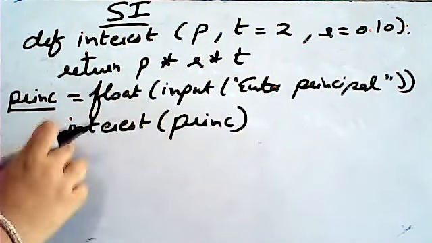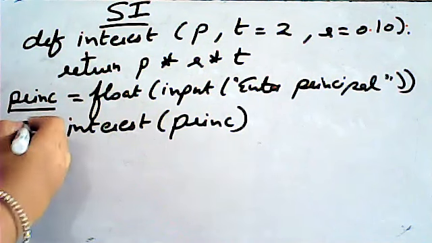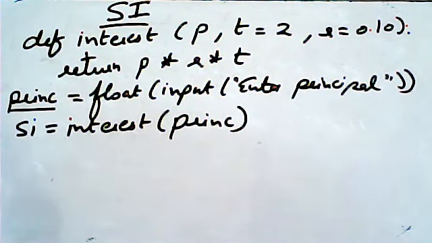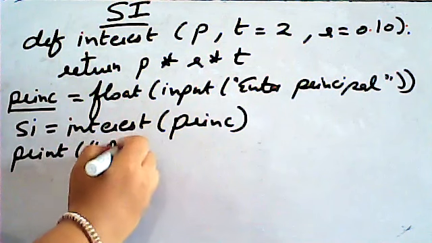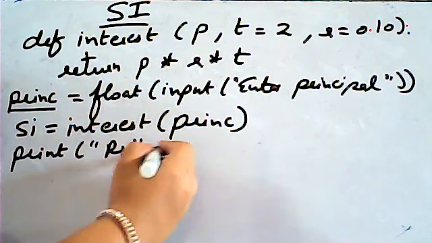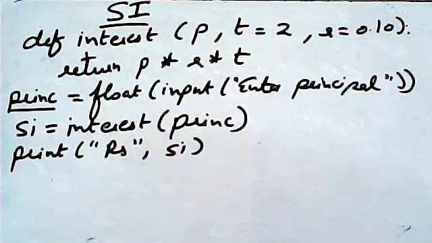Whatever the value is there, I just put it into SI, and I print it. Print: whatever the principal, I just write a rupee SI. So my principal has come. Okay, I know the time, I know the rate. So I can print it if I am taking the default. But if you want to take it from the user, you can do that also.